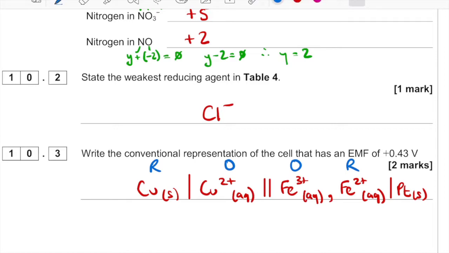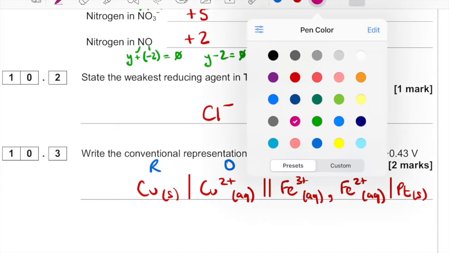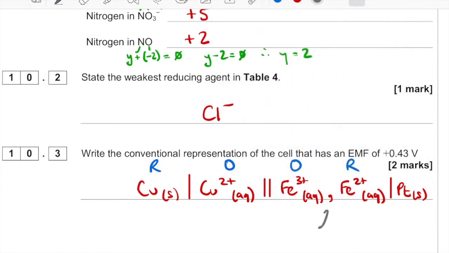So just to add a couple of details, just to remind you about a few things. The Fe3+ and the Fe2+ are in the same phase, so we separate with a comma. I'll just say here, different phases: one's a solid, one's aqueous. So we separate them with a line.